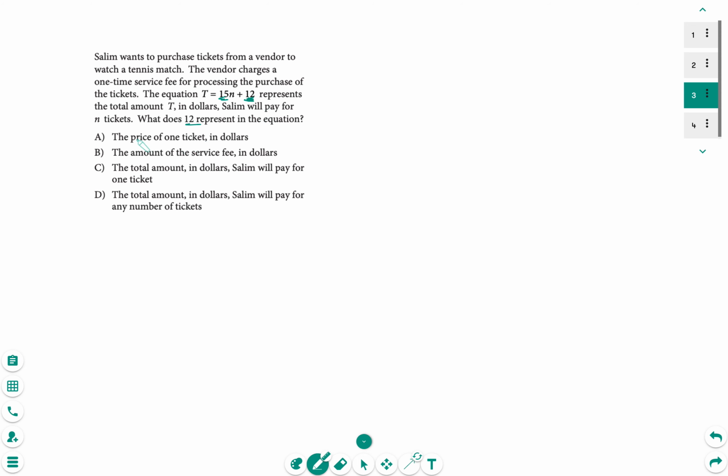So is it the price of one ticket in dollars, the amount of the service fee in dollars, the total amount in dollars Salim will pay for one ticket, or the total amount he will pay for any number of tickets? The answer right here again, because 12 is my y-intercept, which represents my fixed cost or my one-time service fee, means that it's got to be B.